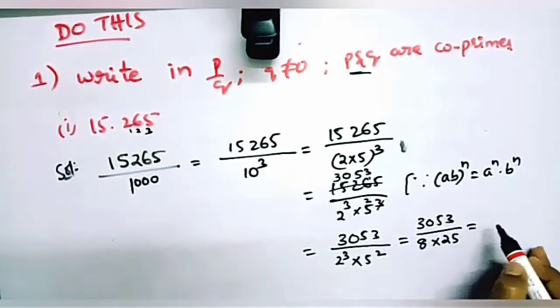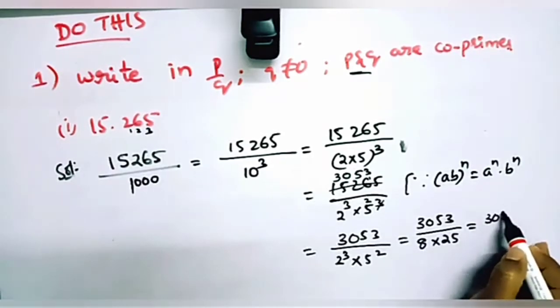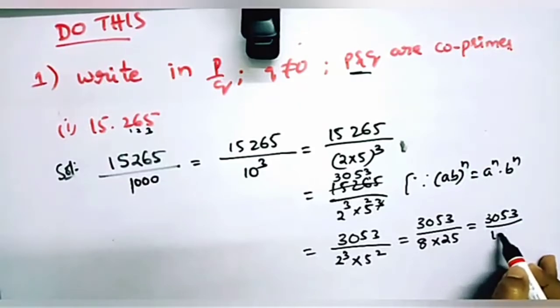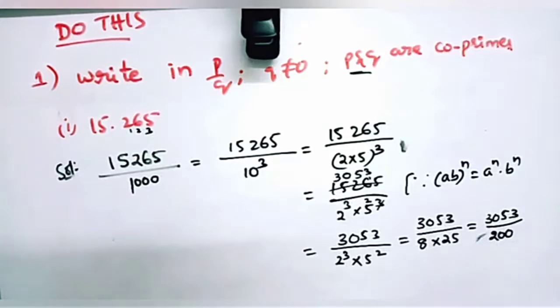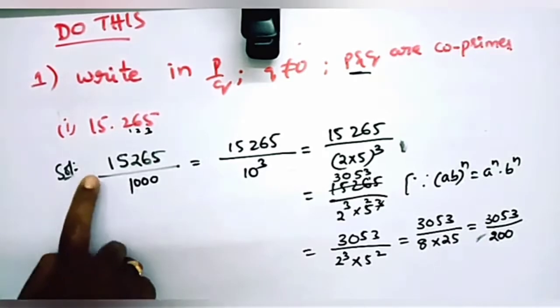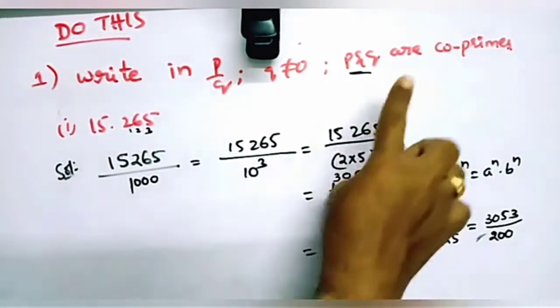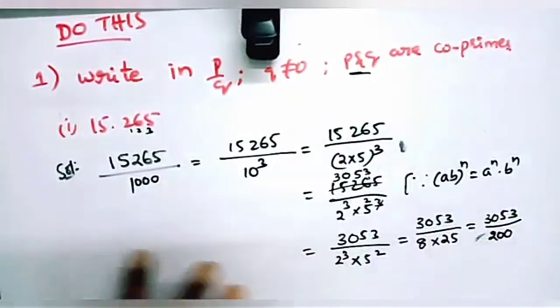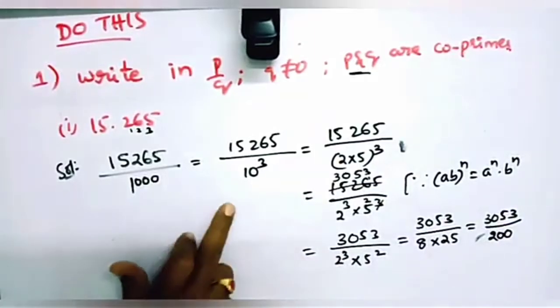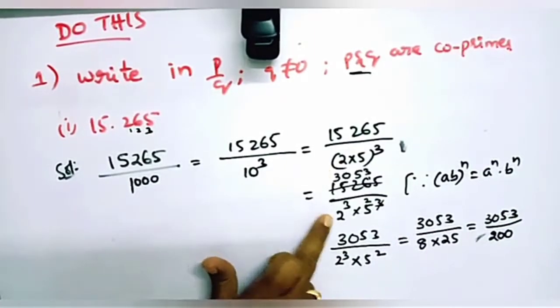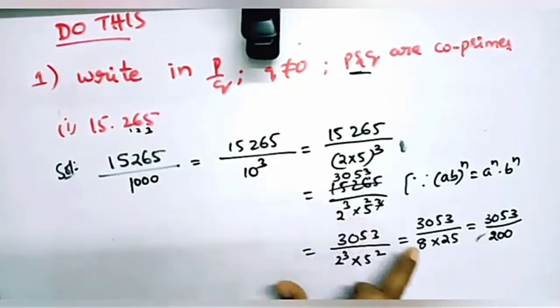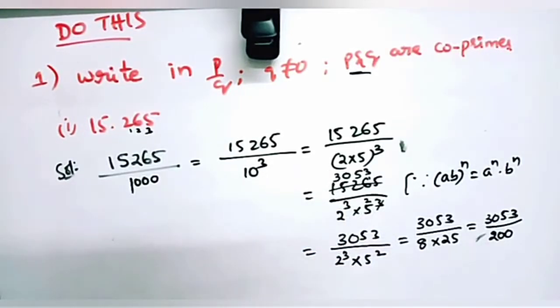That is equal to 3053 by 200. So this is the simplest form of the given decimal 15.265. Actually this is also a p by q form, but they are asking for the simplest form. So instead of doing the divisions, we convert the denominators into 2 power m into 5 to the power of n. Then after that we need to write the simplest form, and here p and q are co-primes.